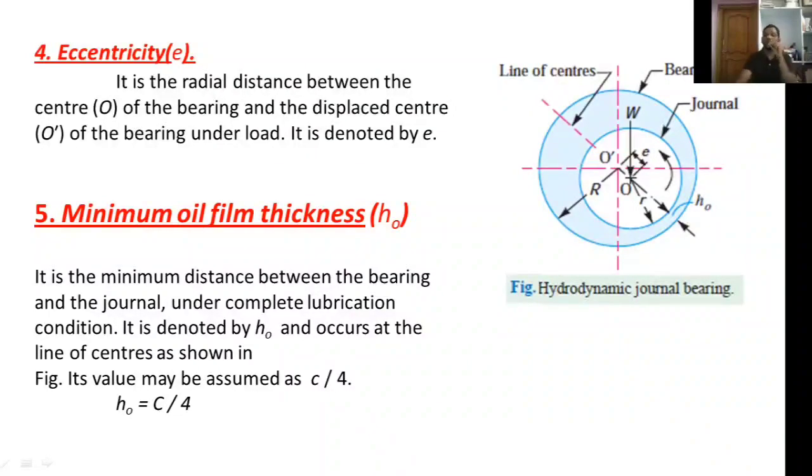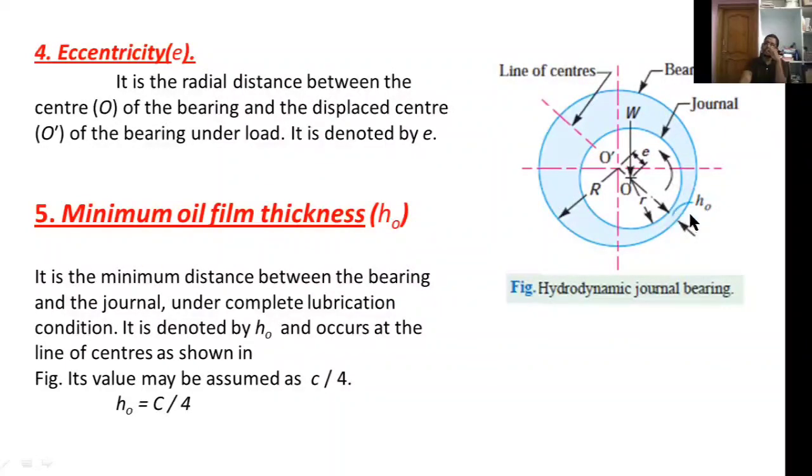So here, the minimum gap takes place here. At this point the gap is more, so this one is maximum clearance. Here is medium clearance, but here the gap between shaft and bearing is very less compared to other parts. So this minimum gap is equal to the minimum oil film thickness.